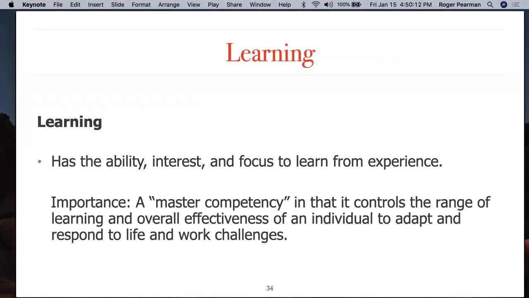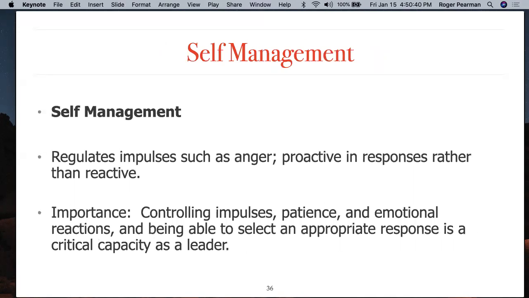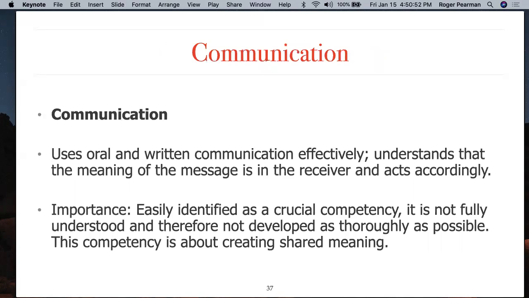When it comes to learning, the items that cover learning cover the whole notion of the kinds of things a person does to learn from their experience and how that information can be useful to them. We know that when it comes to adaptability, we want to cover how individuals change and select responses from a range of behaviors. That's important as they move forward in the work that they do. When it comes to self-management, it's about regulating impulses, about being proactive, and it's also about how patient we are in dealing with emotional reactions of others.